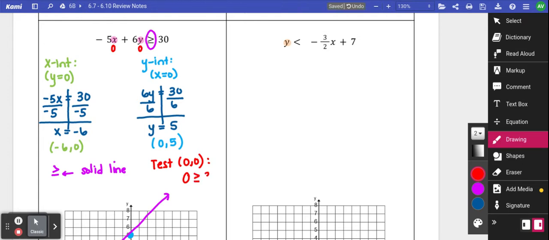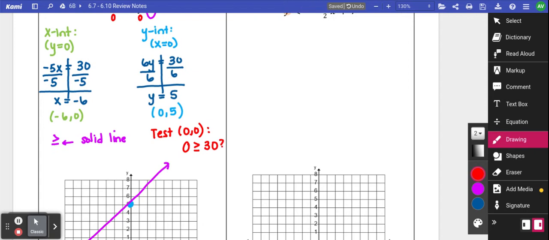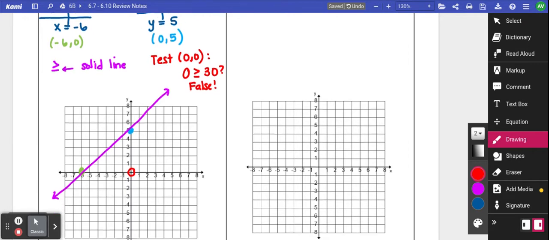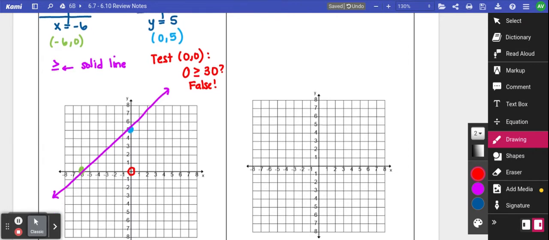We're going to ask ourselves, is 0 really greater than or equal to 30? Well, the answer is no, it's not. This is a false statement. Because that is not true, I want to shade the side of the graph that does not have (0, 0). Now, (0, 0) is that red point I just circled. So we're going to shade the other side of the graph here. We're going to shade away from (0, 0) because (0, 0) was not true.